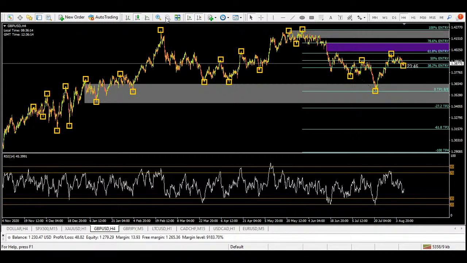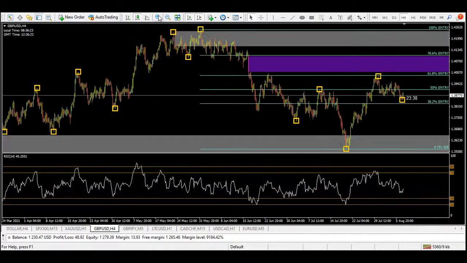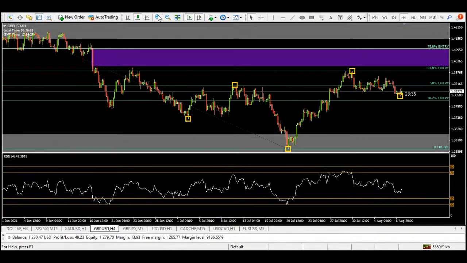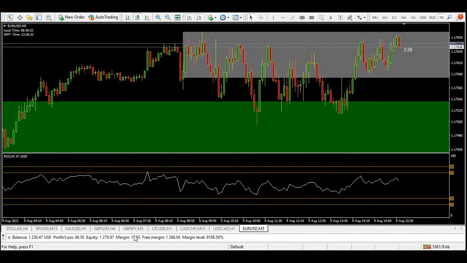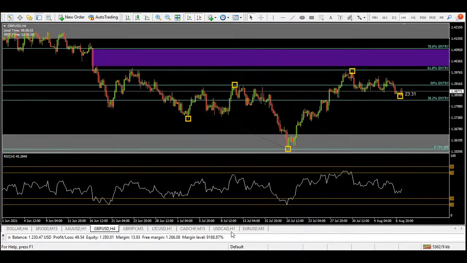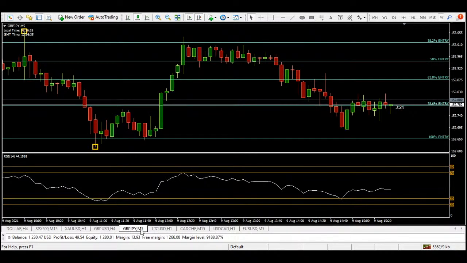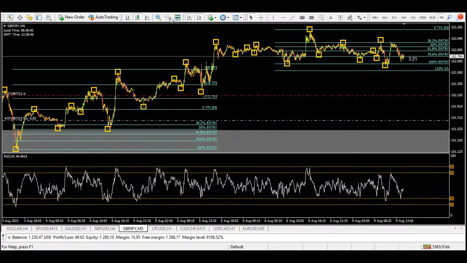Let's see. It failed to break the high, yeah. Let's see how our trade is going. It failed to break that.